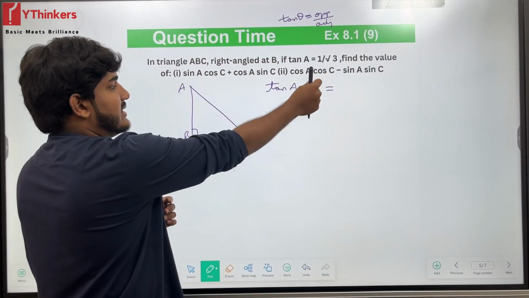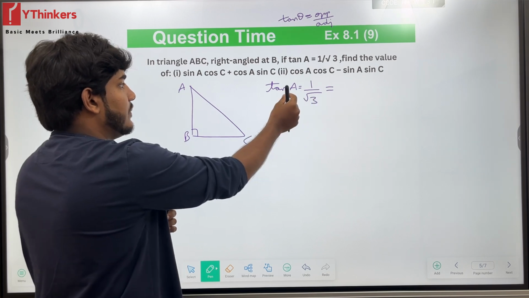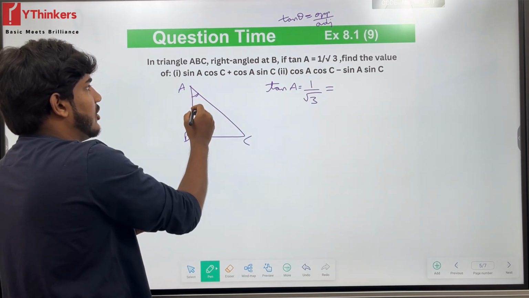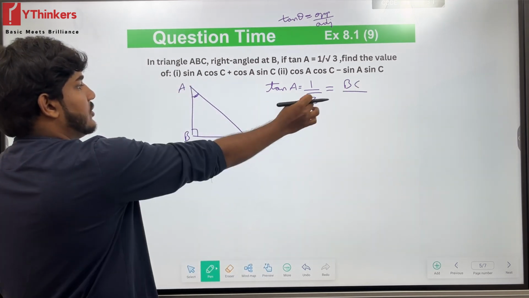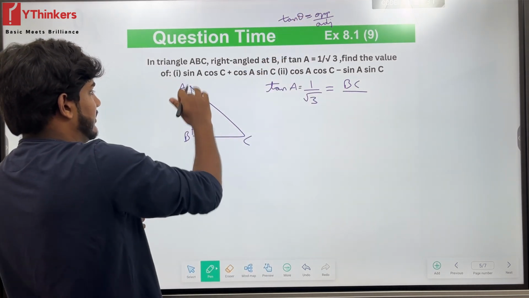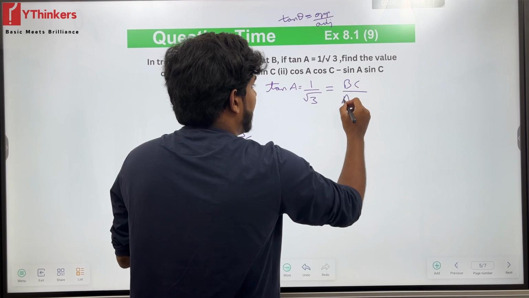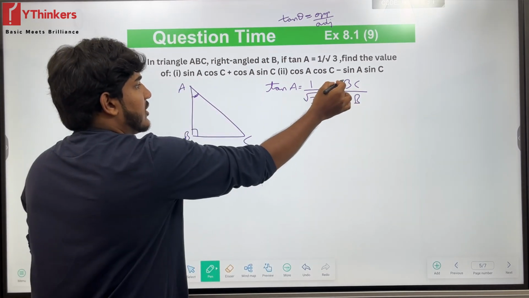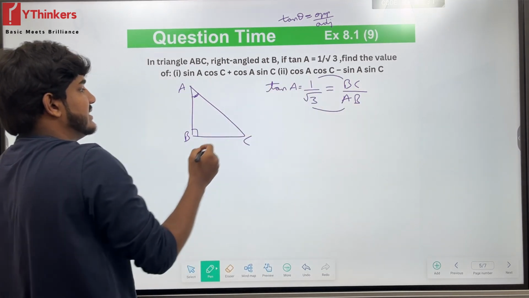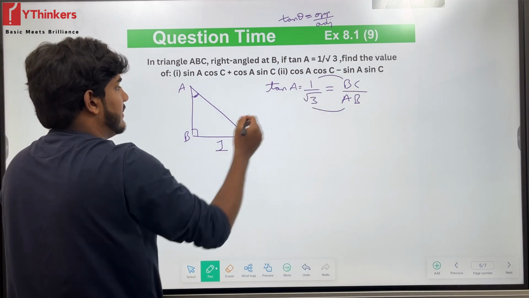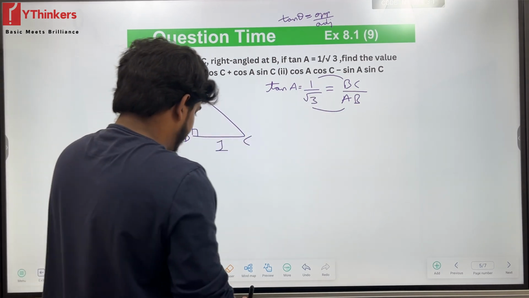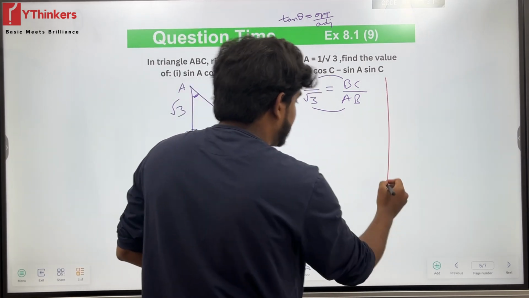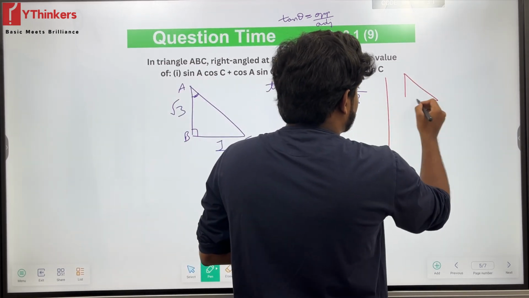So can I write tan A is equal to 1 by root 3 is equal to, what is the opposite of angle A? BC. Can I write BC by AB, opposite by adjacent? What is adjacent to angle A? It will be AB. So can I make the correlation, which is nothing but BC is equal to 1, AB is equal to root 3. I don't know the missing side, which is AC. So what I'll do is, I'll use Pythagoras theorem.